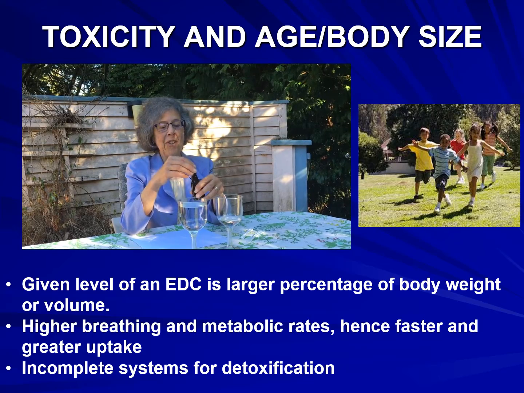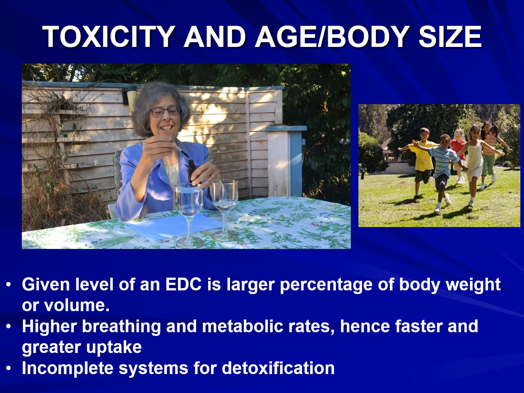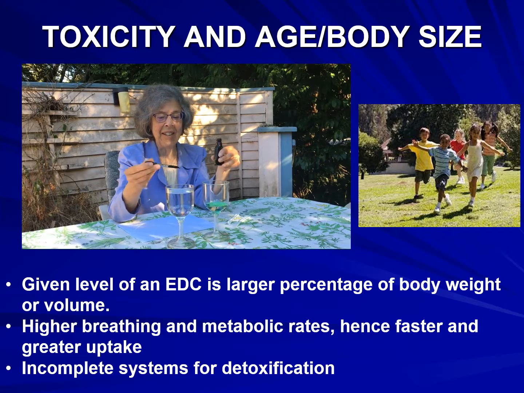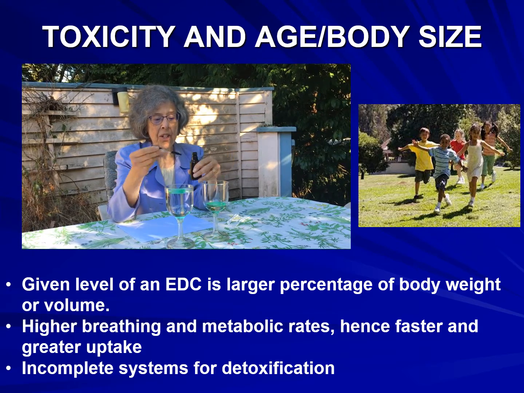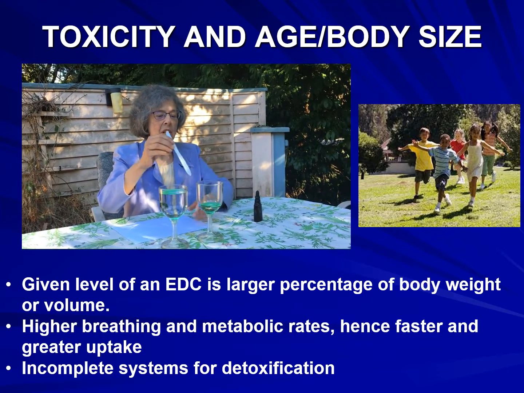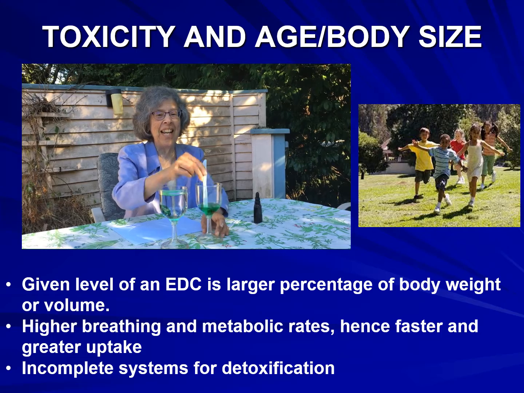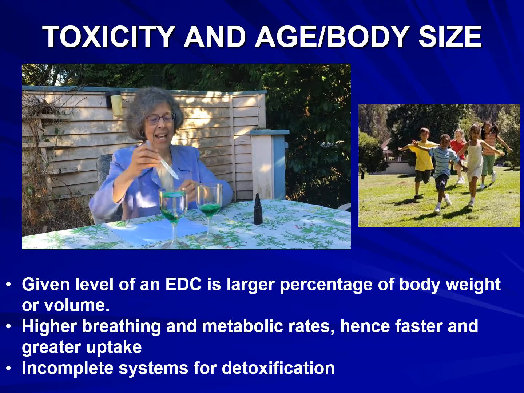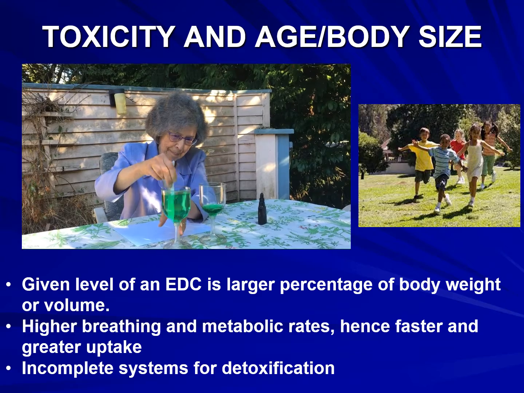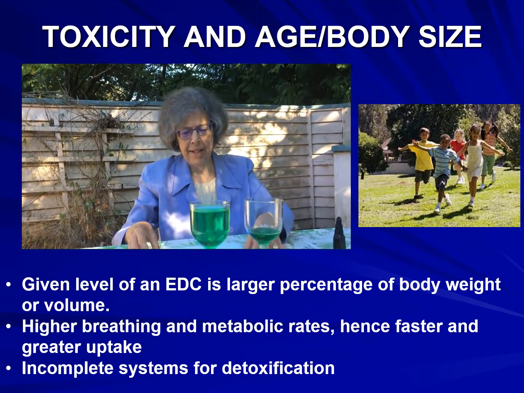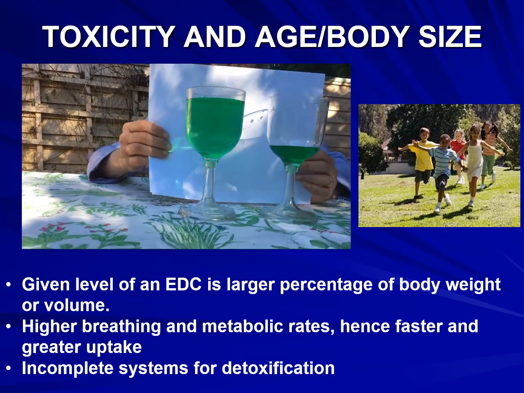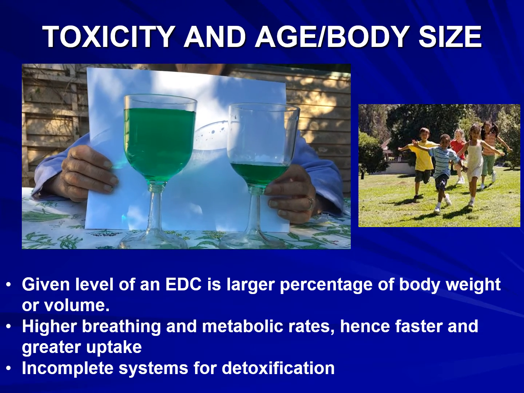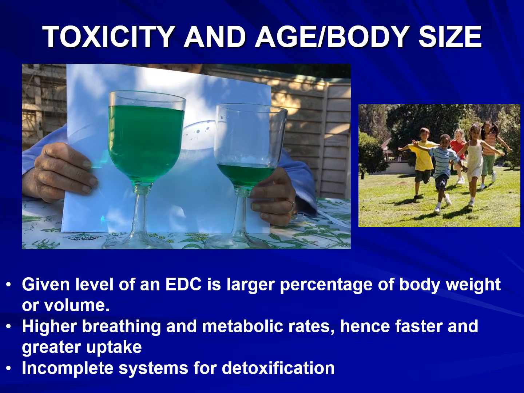I have green food coloring here, which represents a hypothetical EDC. So I'm going to add 1 drop of this EDC to the child glass and 1 drop to the adult glass. I will stir up this green food coloring, aka EDC, in each glass, the child glass and the adult glass. And I'll hold up a piece of paper in front of each so you can see that the green food coloring is a deeper green in the child glass, indicating a higher actual dose of the EDC.